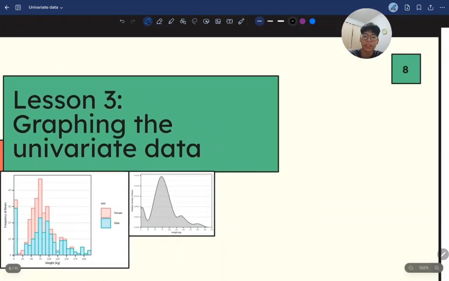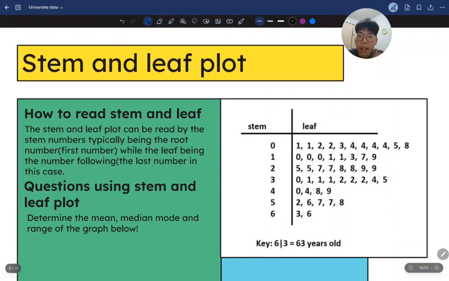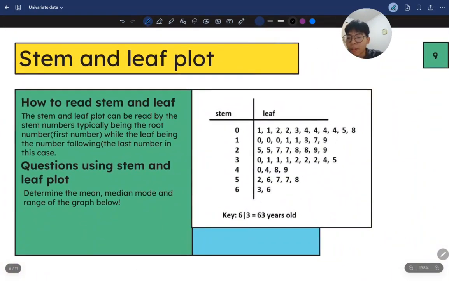Now, graphing the univariate data. A stem and leaf plot. How to read a stem and leaf plot? The stem and leaf plot can be read by the stem numbers typically being the root number's first number, while the leaf being the number following the last number, in this case. So, let's try. This is the stem, this is the leaf. So that's 01, 02, 03, 04, 05, and 08. But when it comes to the second one, the first number starts with 1, every number. So 10, 10, 10, 11.